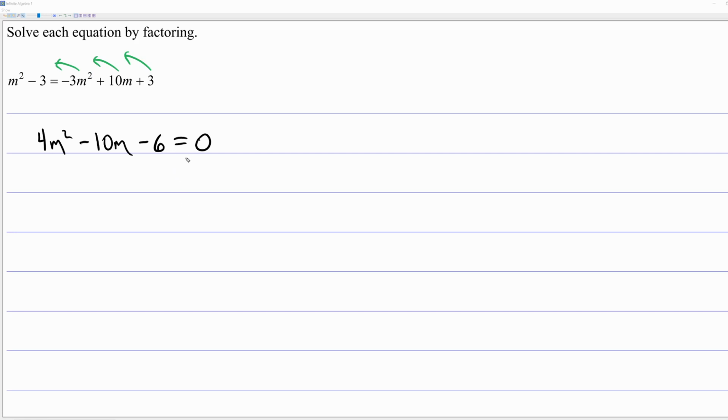This must say equals 0. Step 2, you factor the left-hand side. Now, the first step in any factoring problem is to look for a common factor.